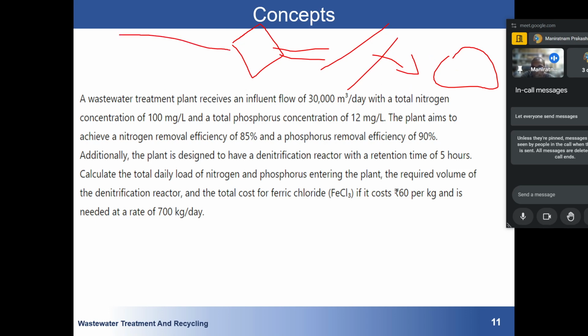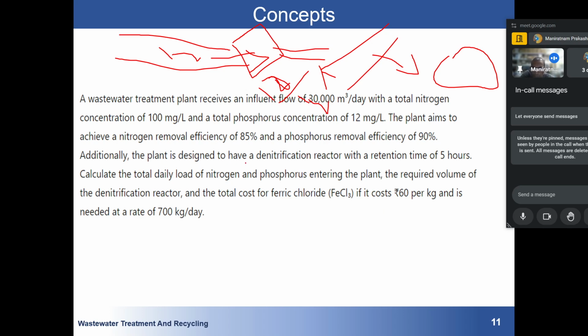We have already done some analysis, and here it is saying that 12 milligram per liter of phosphorus is present, and here only 2. So from 12 to 2, 10 should be removed. So you can see what the efficiency should be: 10 divided by 12 into 100, so it is around 90%. You can just calculate. So this much efficiency should be there. You should just visualize the problem.